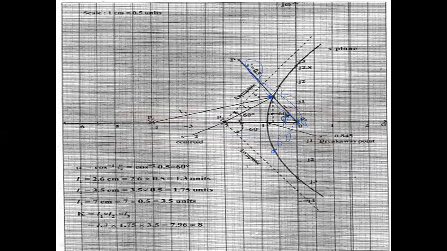Okay. Next step, we have to find out the gain value at this particular position. So how to calculate the gain? Using the magnitude criteria, we can find out the gain value. So what is the magnitude criteria? The magnitude of G(s)H(s) is equal to unit value. So k into the magnitude of G(s)H(s) is equal to unit value. If we want to find out k, that becomes unit by the magnitude of G into H.